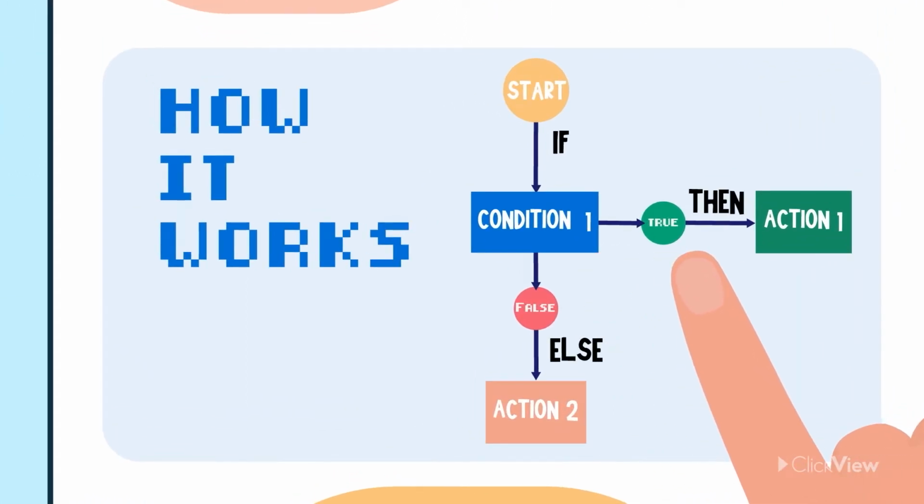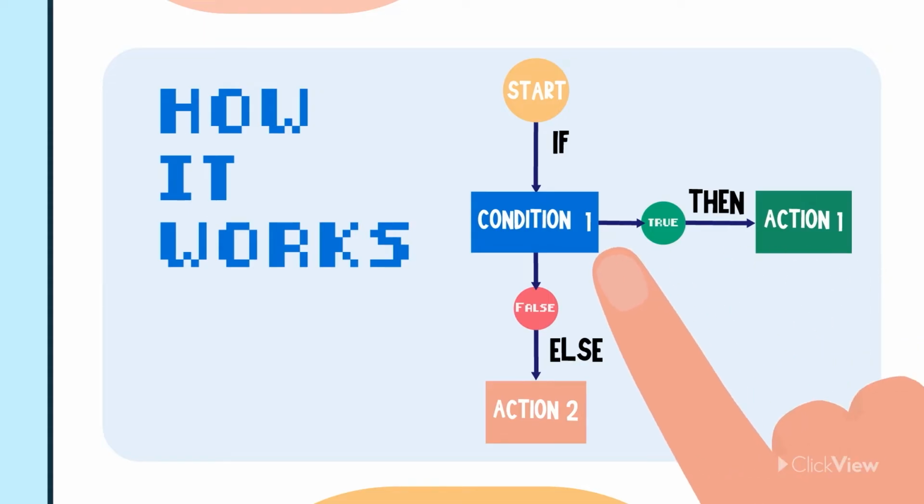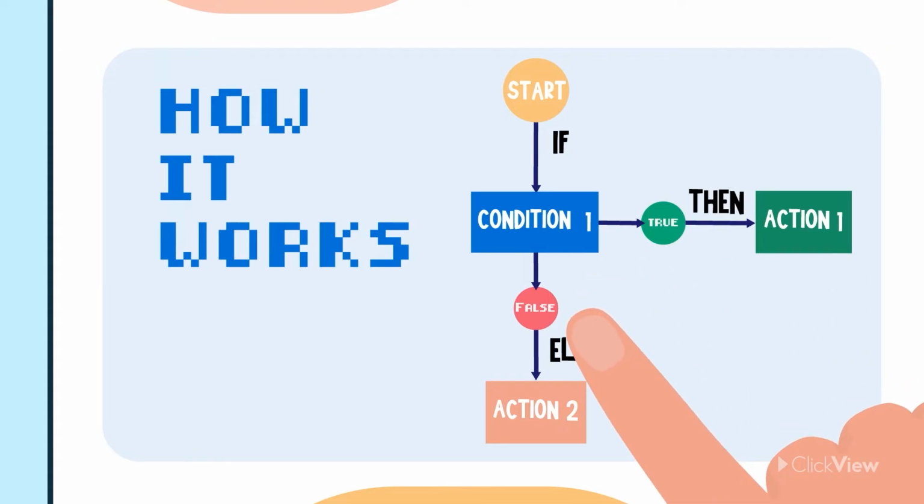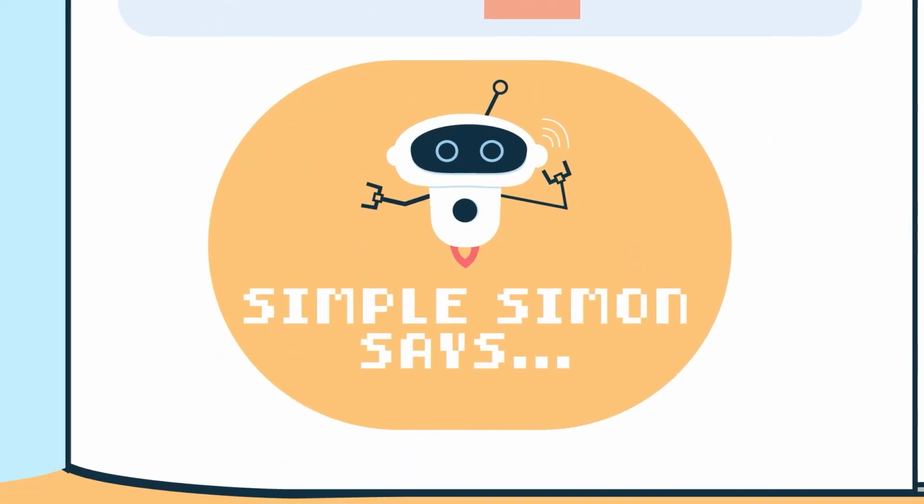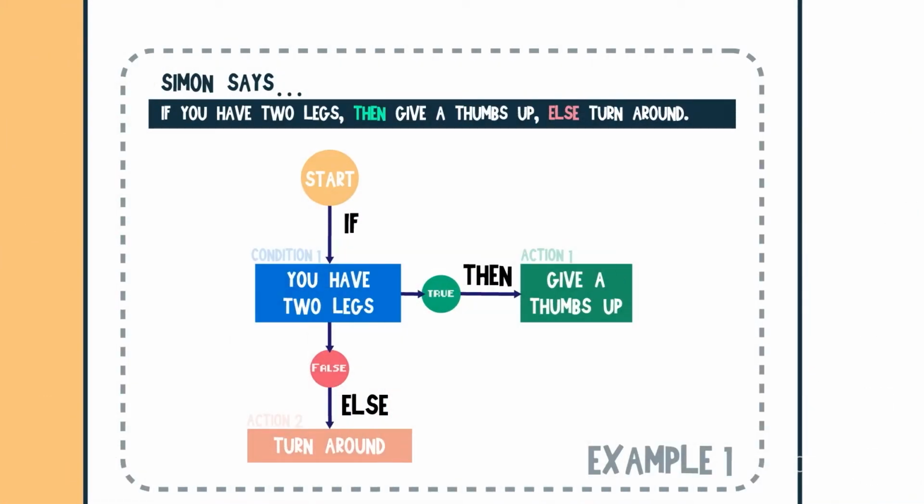If condition 1 is true, action 1 happens. If condition 1 is false, action 2 happens instead. What does that mean? It's like playing Simple Simon Says. Check this example out. Simon says, if you have 2 legs, then give a thumbs up, else turn around.